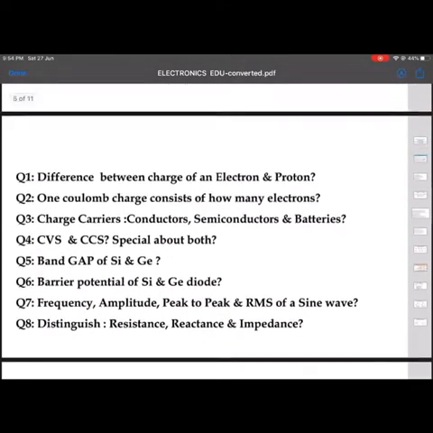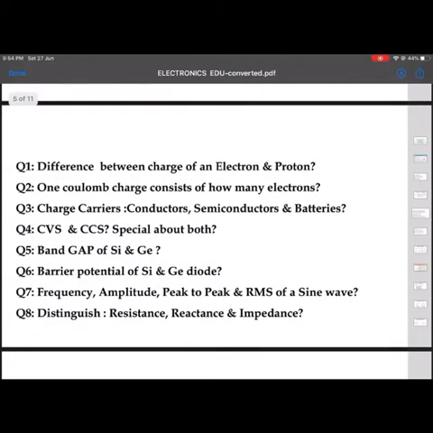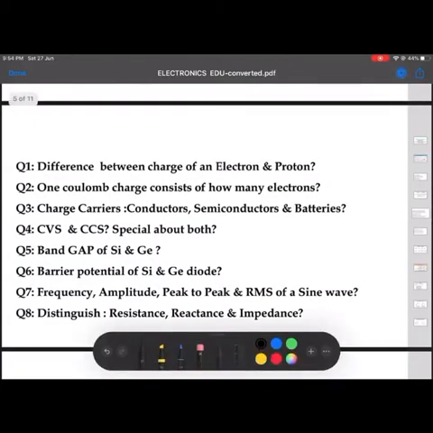Now let's have some standard things which you're supposed to know, but I have realized that students have a lot of confusion in this. First of all, the difference between the charge of an electron and of a proton. It's this much coulomb. So when we say electron, we have to put a minus sign here, and when we say proton, we have to put a plus sign here.